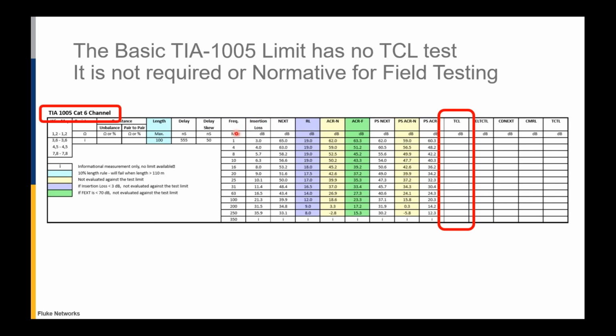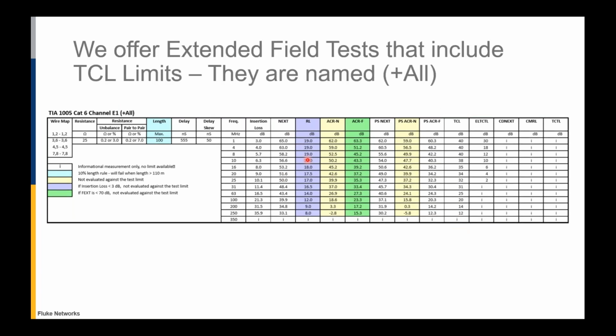Here are the requirements across the frequency range for insertion loss, NEXT, and return loss. So what we've done in the tester is we've added extended limits. These extended limits are named plus all. You'll see these are the values for an E1 environment. And these TCL values are specified in the 1005 standard, and appreciate the standard is not me, it's not Fluke Networks, it's not MICE, it's not Panduit. It's the knowledge of the market.